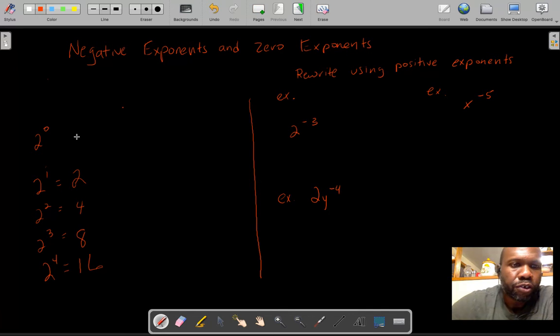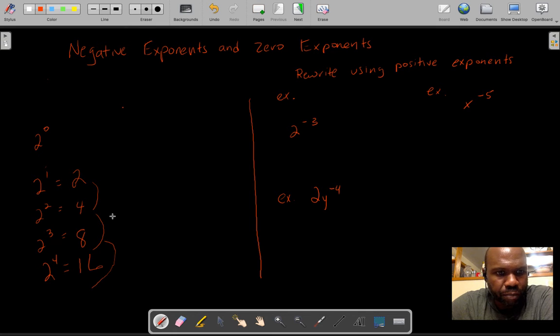Let's look at the pattern that we have here. As you can see, going from 2 to the power 1, 2 to the power 2, 2 to the power 3, we're always multiplying by 2. Every time we go up, we multiply by 2. But what if we decide to go the opposite way?